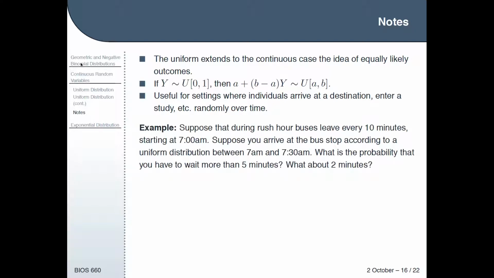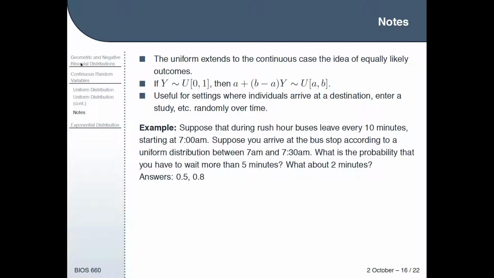And it can be useful for situations where people arrive at a destination or enter a study or whatever randomly over time. Like, for instance, say there's a bus that leaves every 10 minutes and you arrive at the bus stop according to a uniform distribution between 7 and 7:30. What's the probability you have to wait more than 5 minutes or more than 2 minutes? Well, hopefully that's intuitively obvious. This is going to be 0.5 or 0.8.